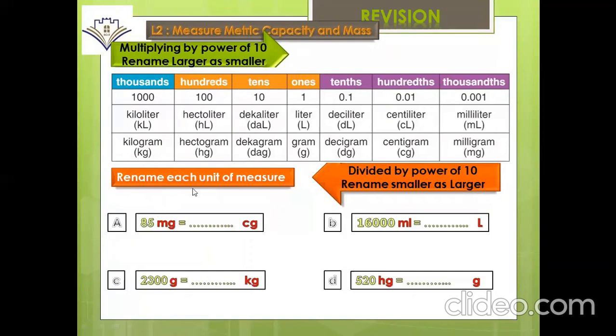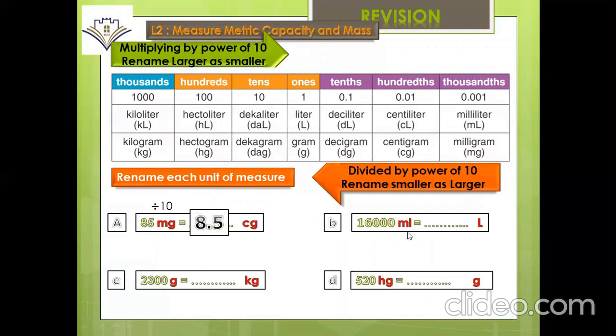Okay, rename each unit of measure. Letter A, 85 milligram equal dots centigram. Where is the milligram here? The milligram here. Where is centigram? It's here. Then it's renamed from smaller to larger. Is it divided? Yes, divided by 10. Why 10? Because it moved, jumping 1. Then divided by 10. Then 85 divided by 10 moves the decimal point 1 place. Then the point is between 8 and 5. Then the answer is 8.5 centigram.